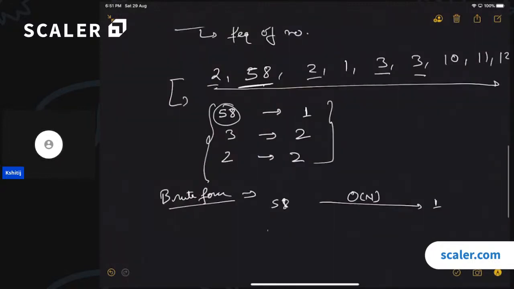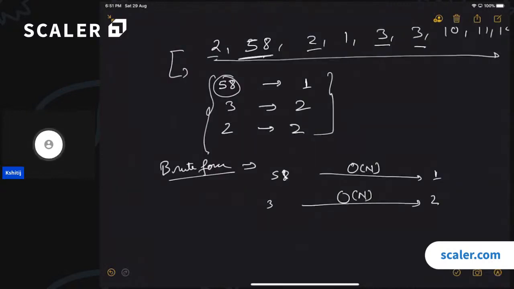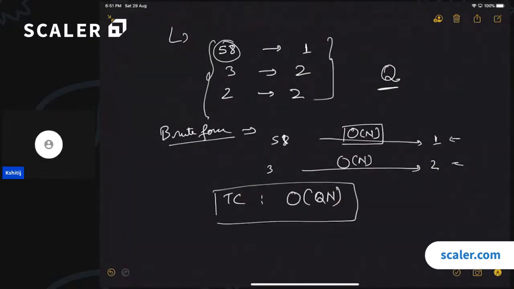If I get 3, I will again do another order n operation over the complete array, and I will return 2. So what is the total time complexity if I go by this approach? Let's say there are q queries. Solving each query takes order n time, so the total time complexity is going to be q into n. Now this q can be very, very large, so this is not optimal.